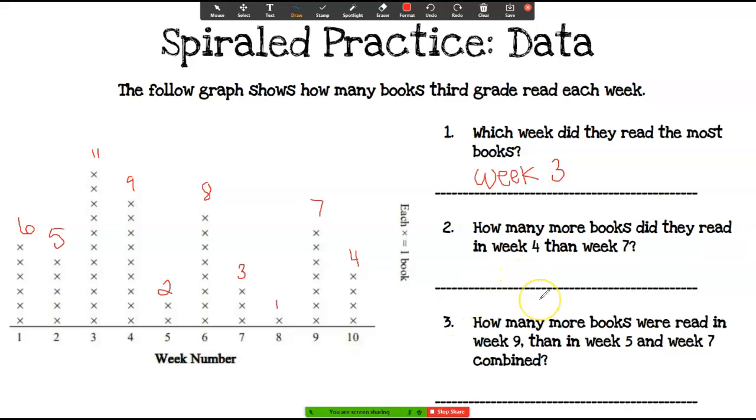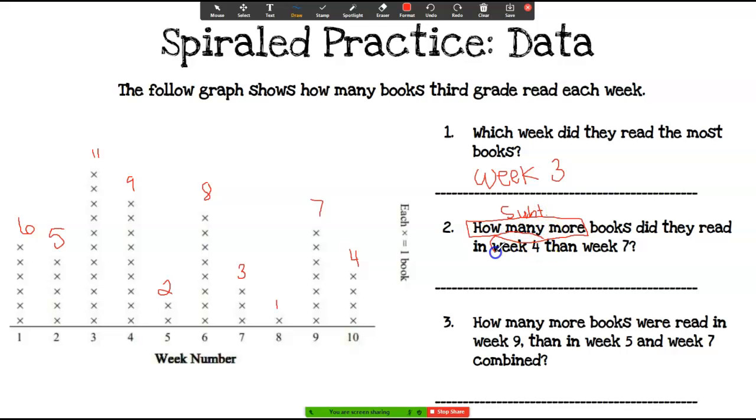Question 2. How many more books did they read in week 4 than in week 7? So remember, we always need to look for that keyword, how many more. How many is never a keyword, but how many more is. And how many more always means subtract. Make sure you remember that.